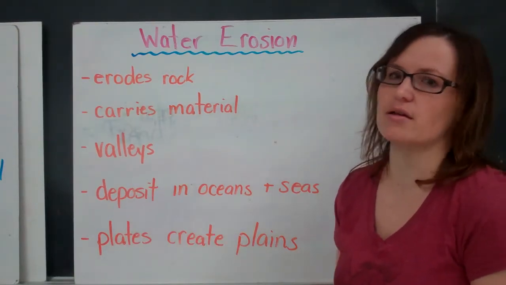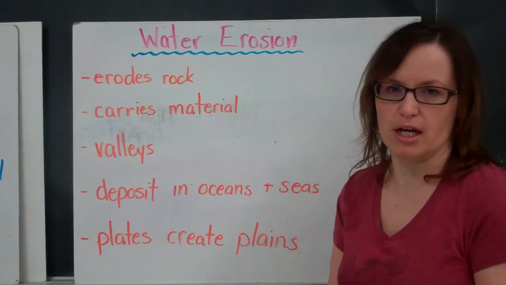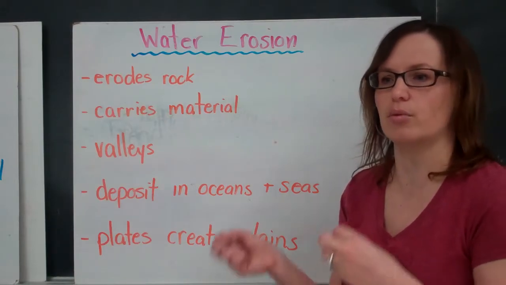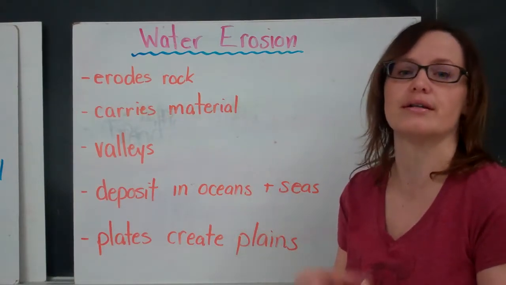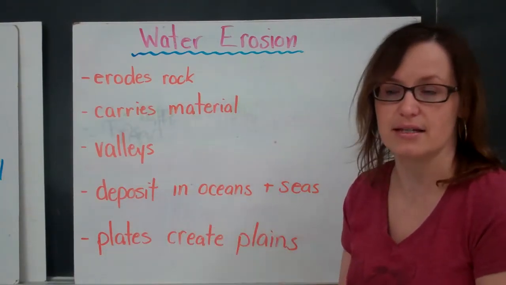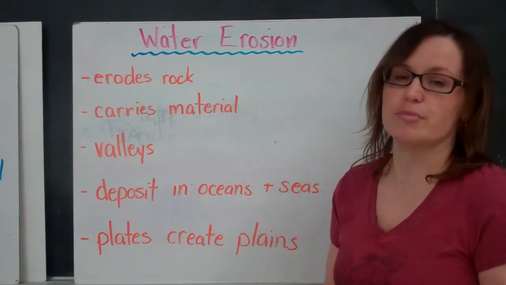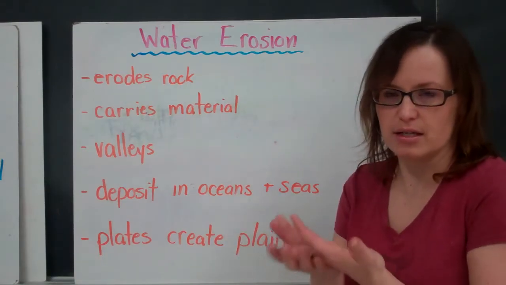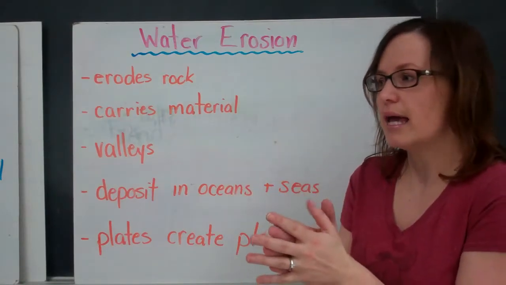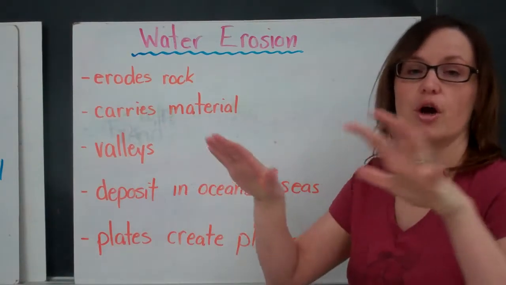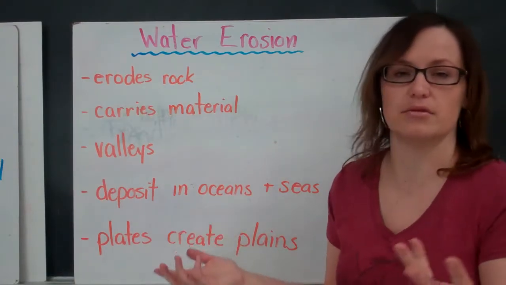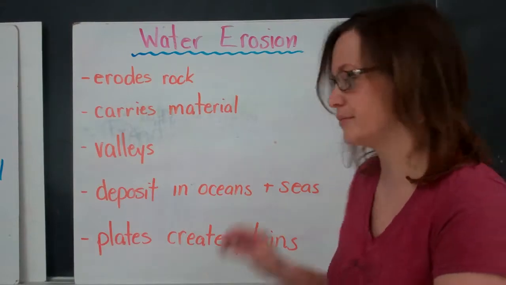When it reaches its ultimate destination, like an ocean or a sea, the river will slow down. And when it slows down, it will drop those materials that it's picked up along the way, and they will settle at the bottom of the oceans and the seas. Now, if there's a movement of plates underneath these bodies of water, they could push up this material, and that would displace the water. It would have to go elsewhere, and it could create a plain. And this is actually how the interior plains of Canada were created.